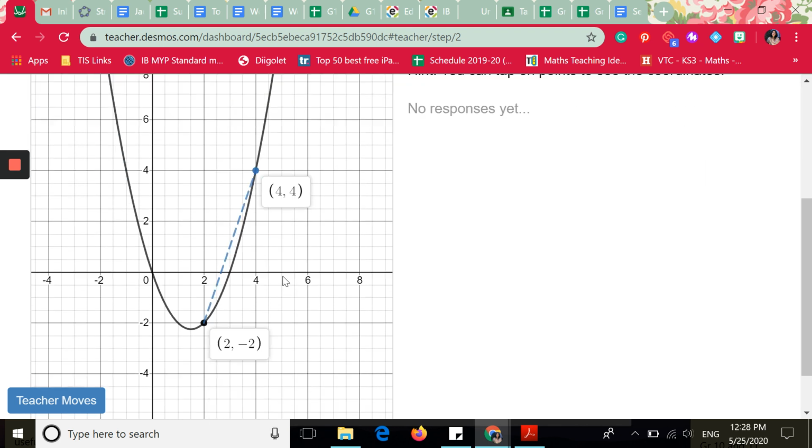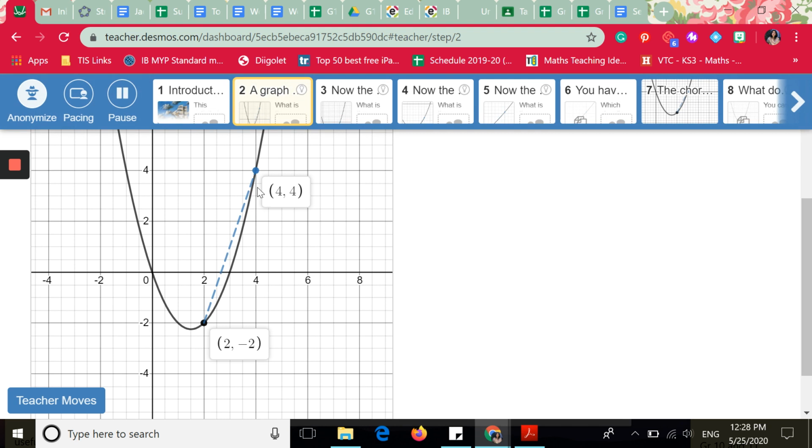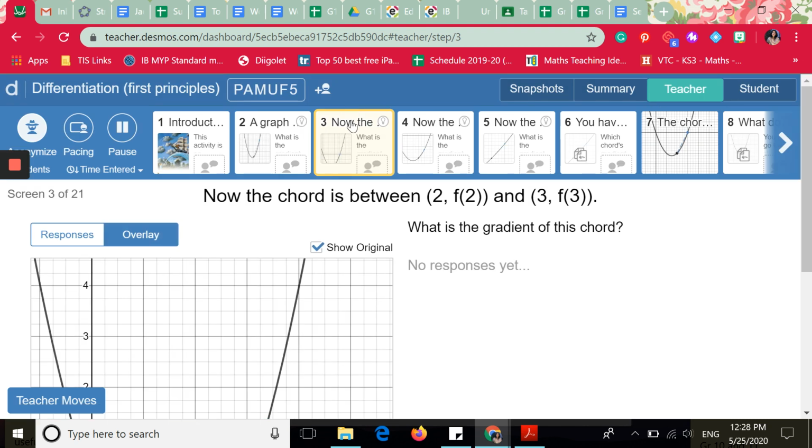And then this is called the chord, and you have to find the gradient of the chord, which we already reviewed. So you should know how to do it. You can draw a right angle triangle to find it, or you can use the formula to do it. So this is straightforward. So I just wanted to talk about this notation, f of 2 or f of 3 or f of x, which is the same as y coordinate. And then the gradient is the same as slope. And I hope you will be able to finish this activity.